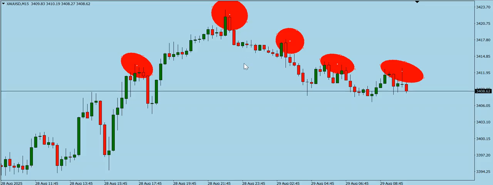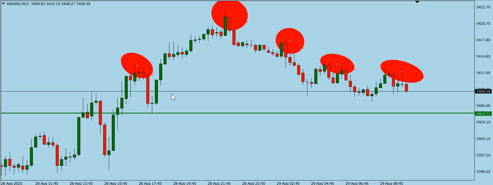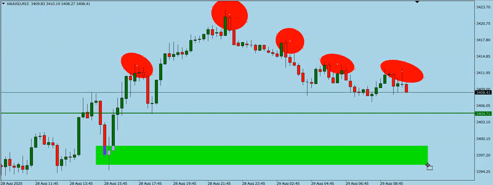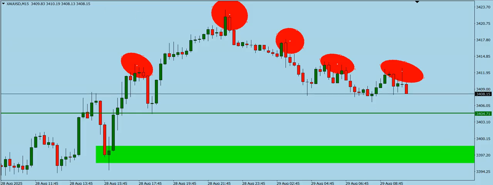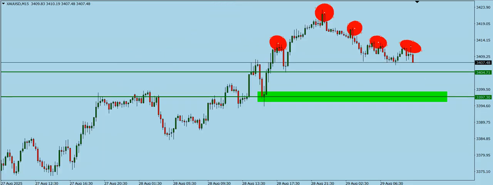Now we are on the 15 minutes time frame. If sellers are able to break this particular support area, that's 3404.71, we might expect price to also drop. If that's broken, we might expect price to drop to this area, which is at the 3397 area. But for now, look for selling opportunities either to 3404 or 3397 area.